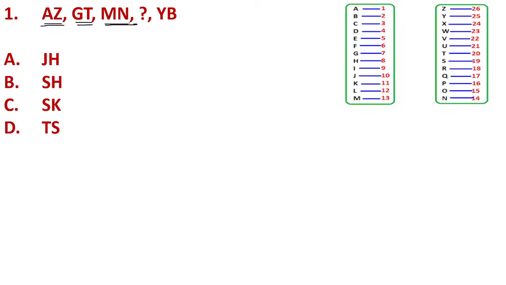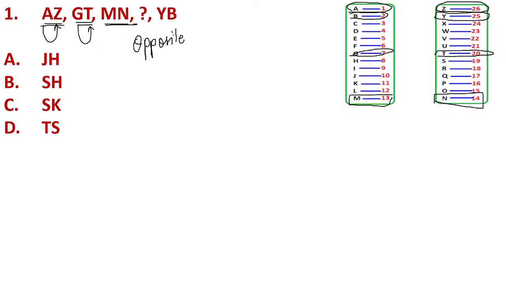Look at the pairs carefully. A's opposite letter is Z, correct? G's opposite letter is T, correct? Okay. M's opposite letter is N. Similarly, Y's opposite letter is B. So what is the logic, students? The logic in this particular series is of opposite letters, correct? So you have to search for that option in which the pair is made of opposite letters.